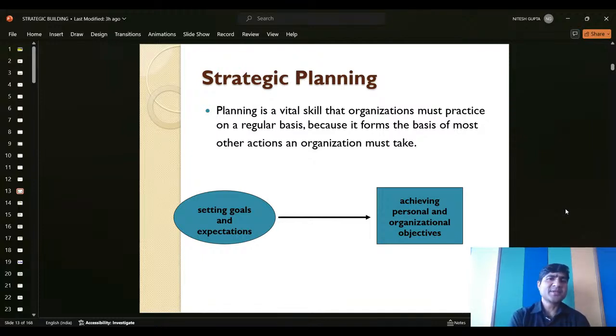Strategic planning is basically, the planning is actually a vital skill that an organization must practice on a regular basis, because it forms the basis of most other actions which the organization must take. So by setting goals and expectations of the organization through the right strategic planning, you can ensure achieving the personal as well as organization objectives. If you don't have a right strategic plan with you, whatever goals you set, whatever expectations you have, you will not be able to achieve those personal as well as organization objectives.